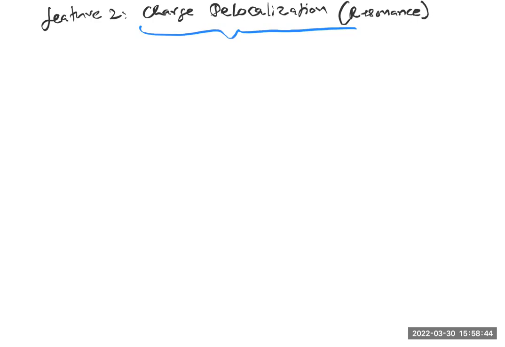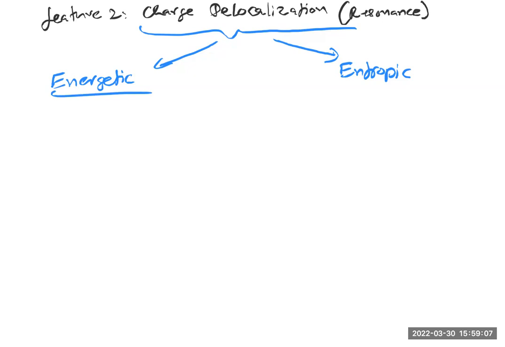So charge delocalization stabilizes the conjugate base in two ways. There is an energetic aspect, and there is an entropic aspect. Let's consider energetics first.